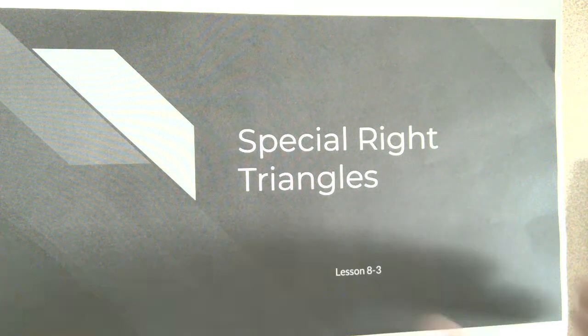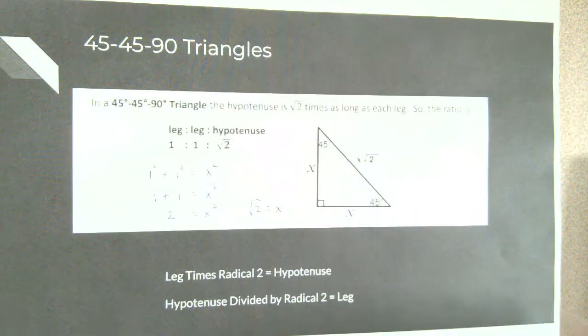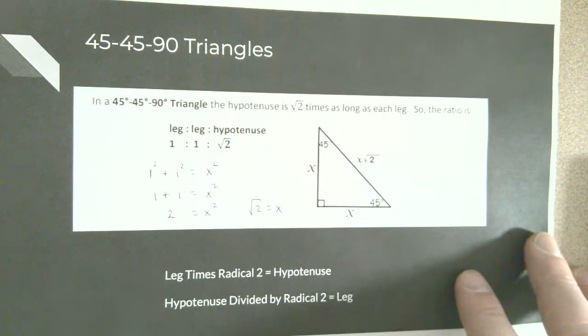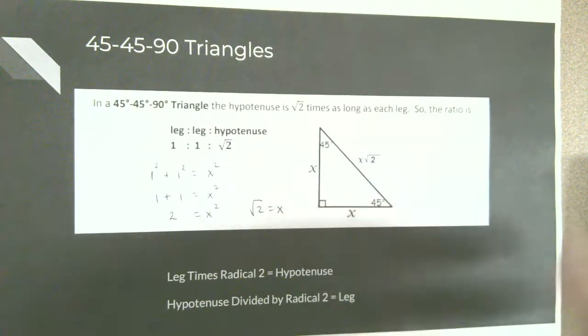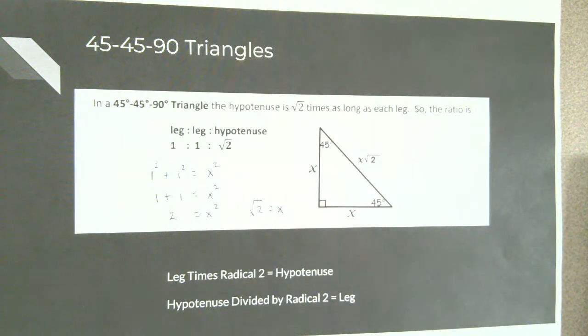So hopefully you made it there to the link for special right triangles. We're going to start with our 45, 45, 90. On our 45, 45, 90, the relationship is 1, 1, root of 2. That was part of the little song you just listened to, 1, 1, root of 2. They kept repeating.